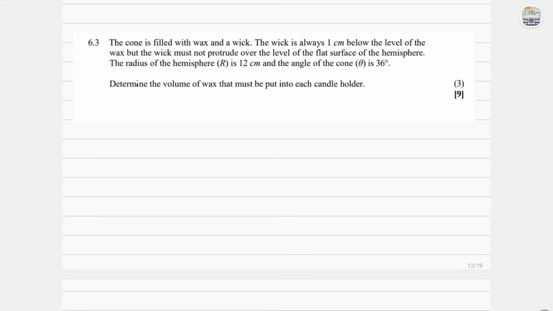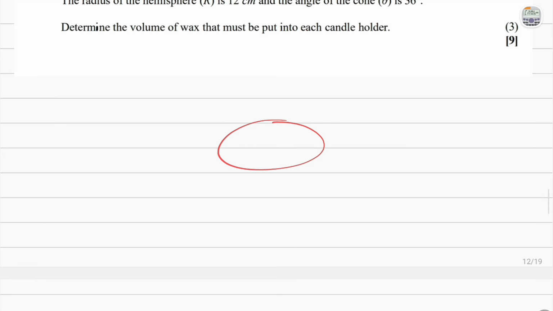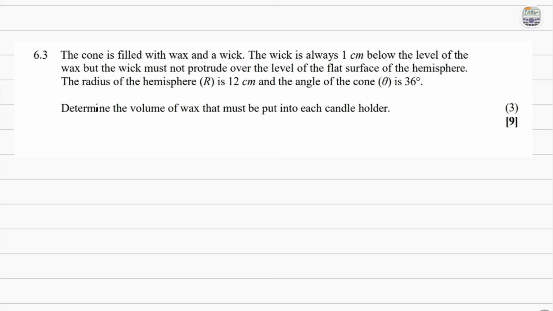Question 6.3 says, the cone is filled with wax and a wick. Okay, so with a wick, that is just that little string of cotton that you usually see in candles. You see that string that comes out of the candle. So what they're saying is the cone is filled with wax and a wick, and the wick is always 1 centimeter below the level of the wax. But the wick must not protrude over the level of the flat surface of the hemisphere.